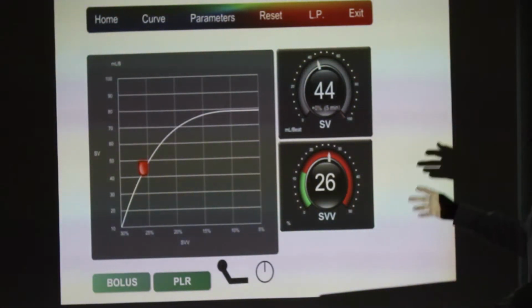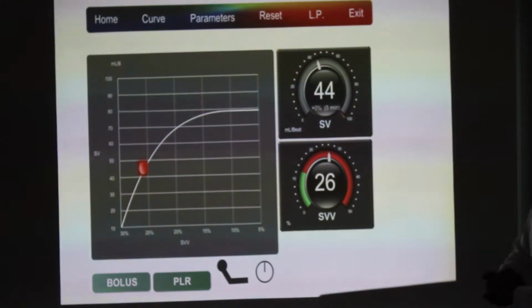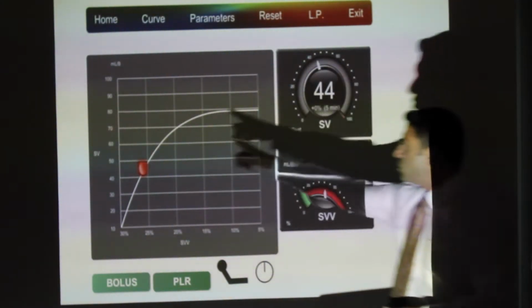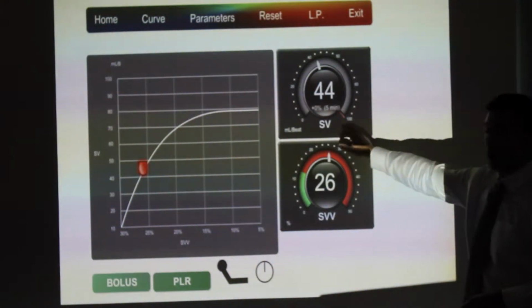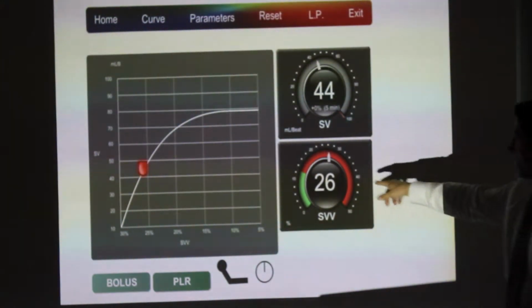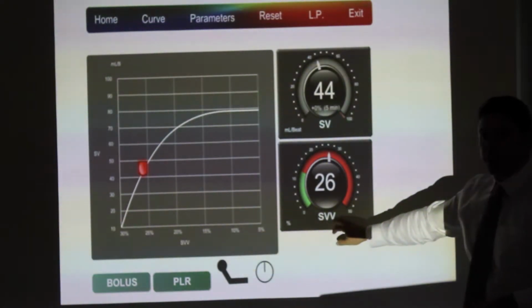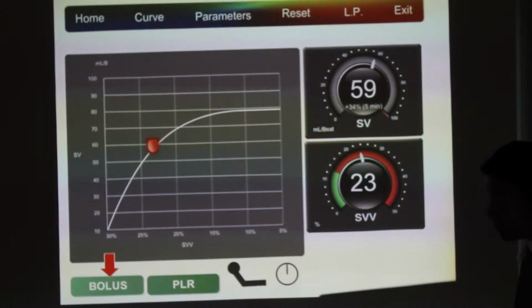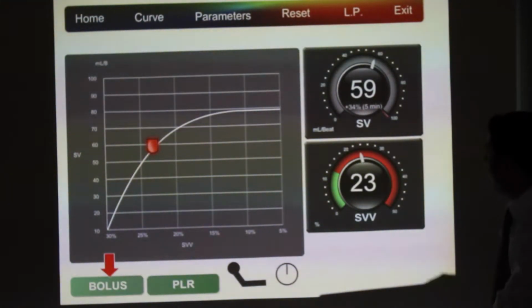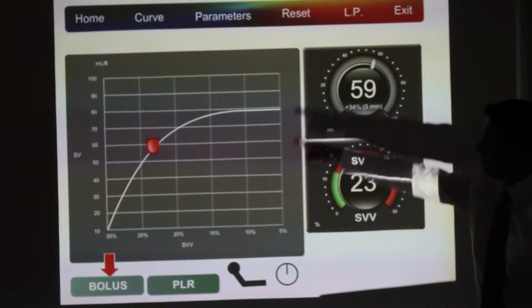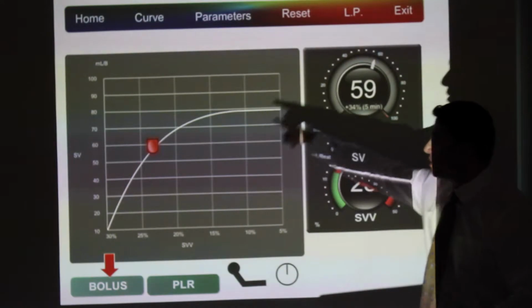This is some of the stuff that you can get. This is a tutorial from FloTrac, and basically, as I said, we have the stroke volume variation and stroke volume. So here it is 26, and the stroke volume is 44. So stroke volume variation is 26. It's more than 13%, right? So what we do here, we give the patient a bolus. It's given 500 cc. What happened here? Stroke volume variation went down, and stroke volume went up. So responsive. You see, this is a Starling curve.